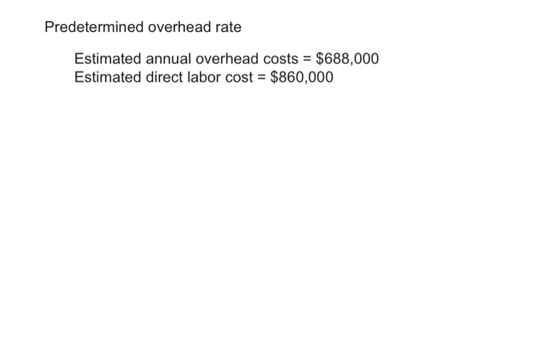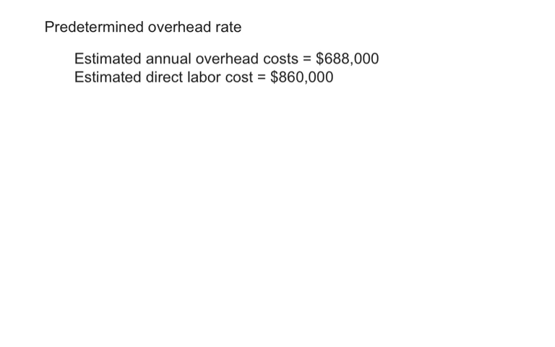Let's talk some more about this predetermined overhead rate. The predetermined overhead rate is how we apply our manufacturing overhead to our work in process. This is something that's calculated at the beginning of the period. So for your fiscal year, you would calculate this rate at the beginning of the year. This is based on estimated data, not actual data.